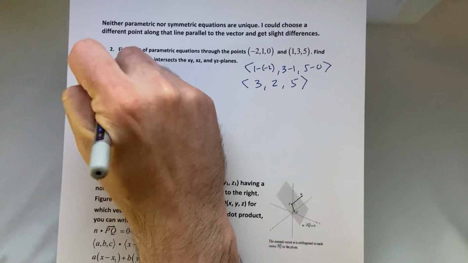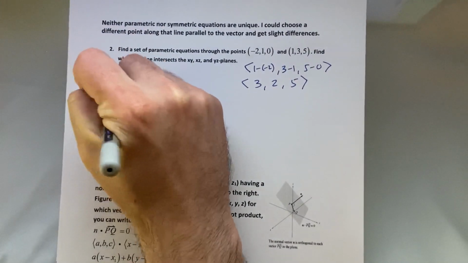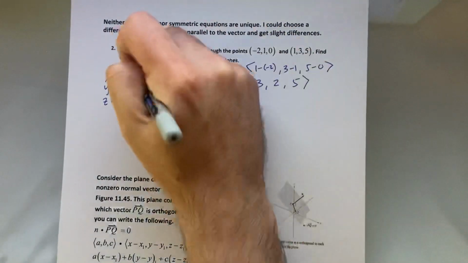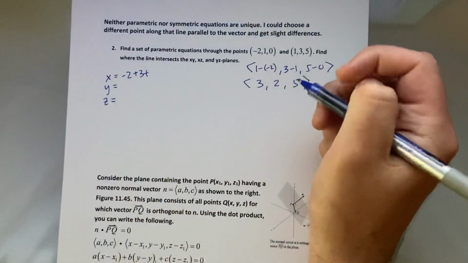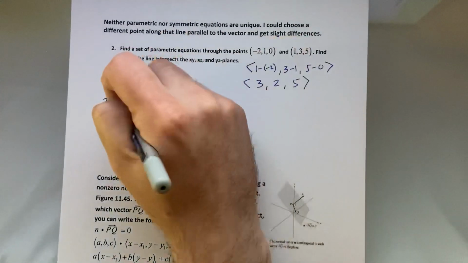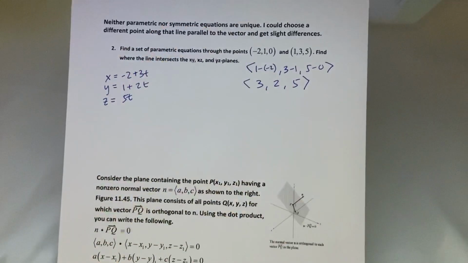So we have x, y, and z. X is negative 2 plus 3t. Y is 1 plus 2t. Z is just 0 plus 5t, so 5t.